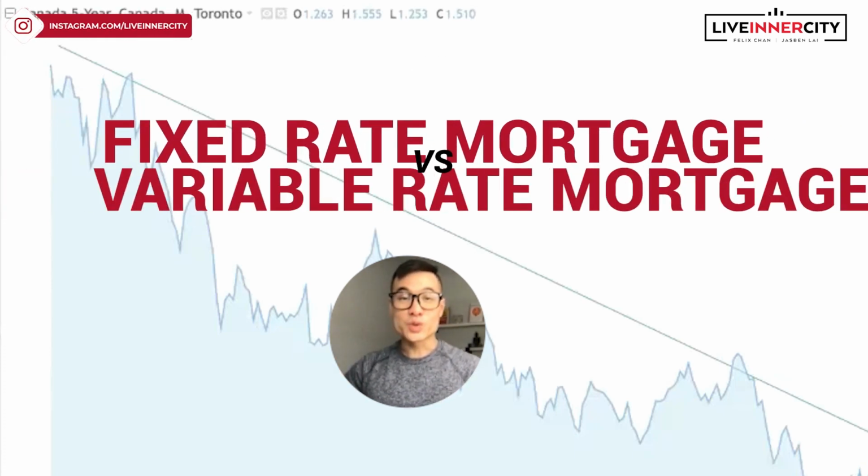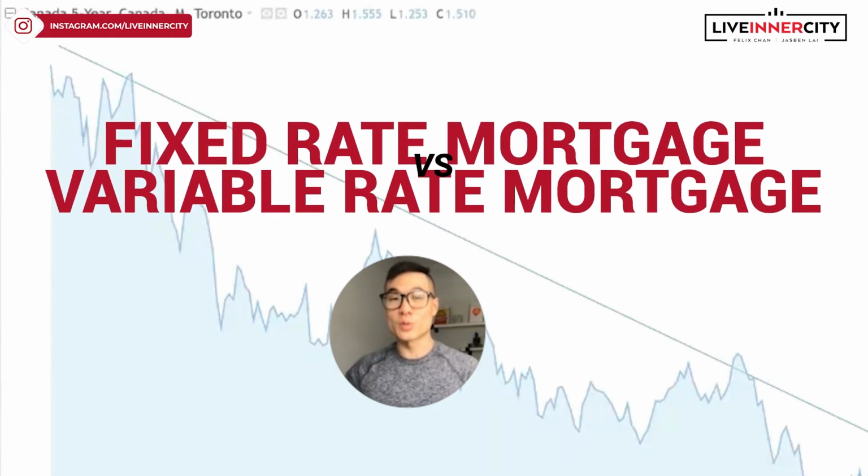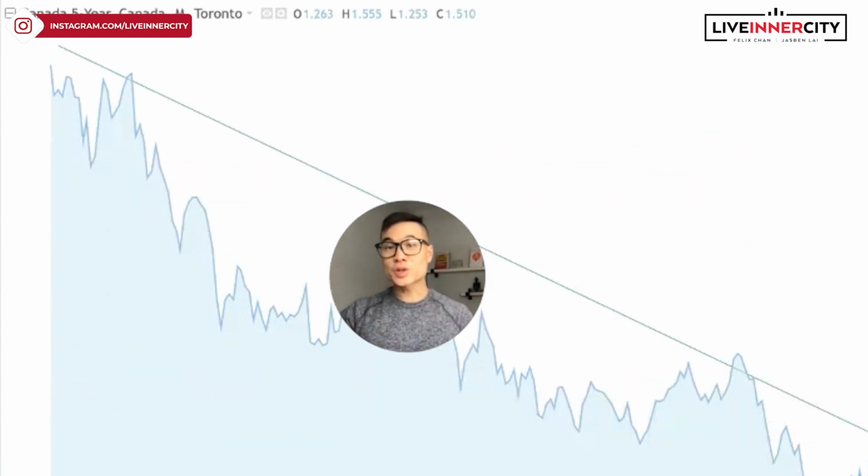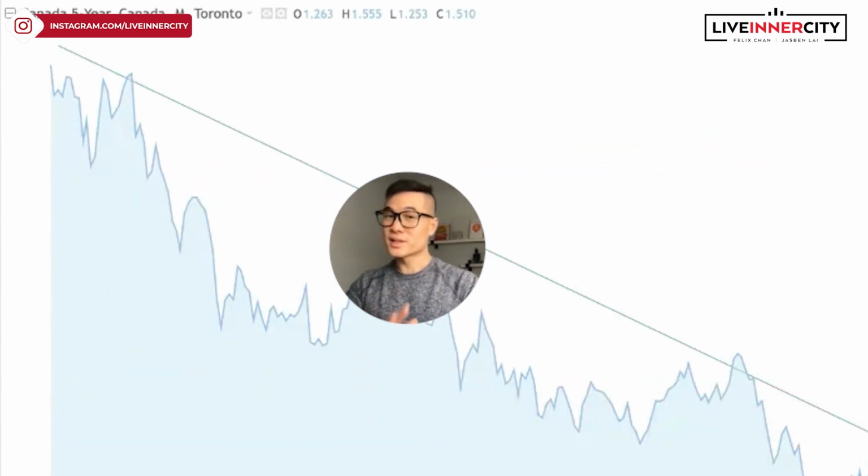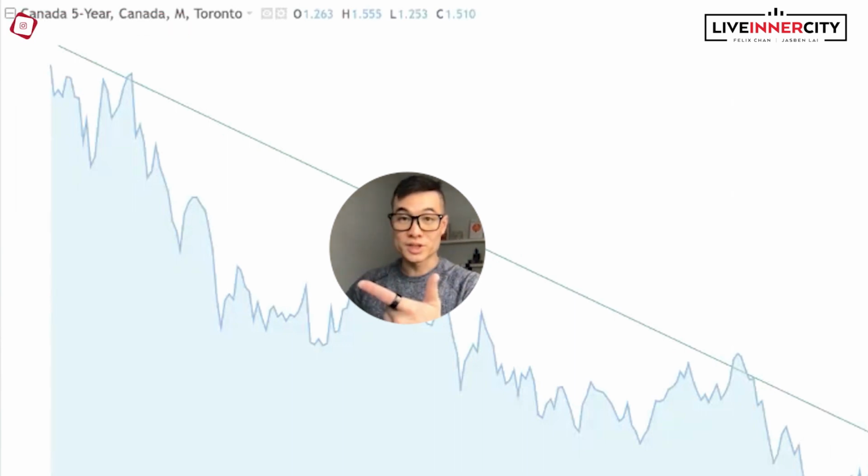Should you get a fixed rate mortgage or a variable rate mortgage? And it's actually not so much about rate, even though that's important. The determining factors are actually based on two things: your budget and your risk tolerance.